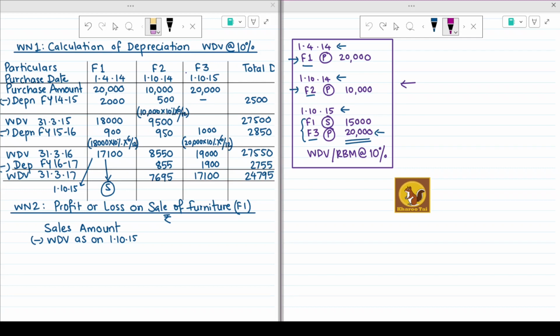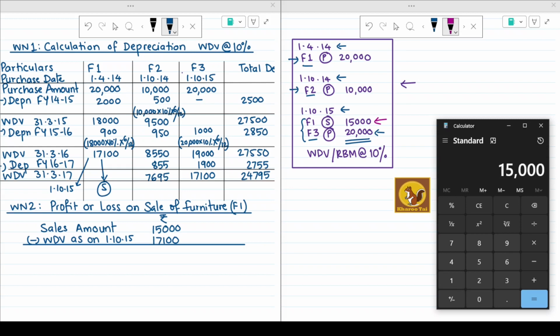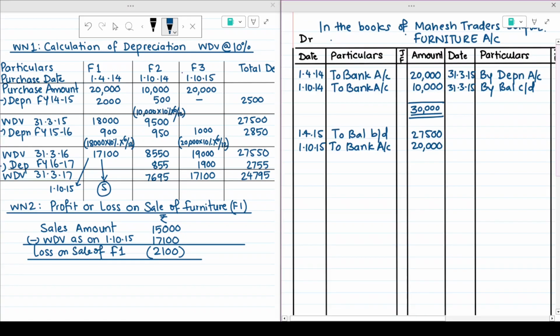I accidentally took 20,000 as sale amount. The sale amount is 15,000. Let me correct here. The sales amount is 15,000 and WDV is 17,100. So 15,000 minus 17,100, it is 2,100. We are getting a loss of 2,100. Loss on sale of asset, furniture 1. And we have corrected this amount. As this asset is sold, we will not take this value in the closing WDV.